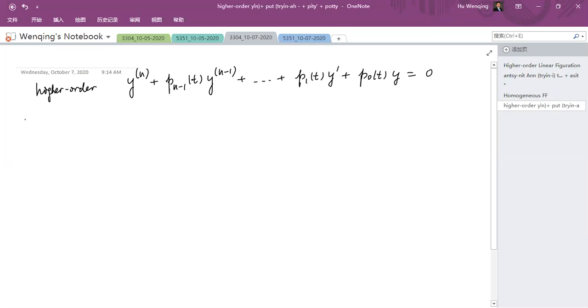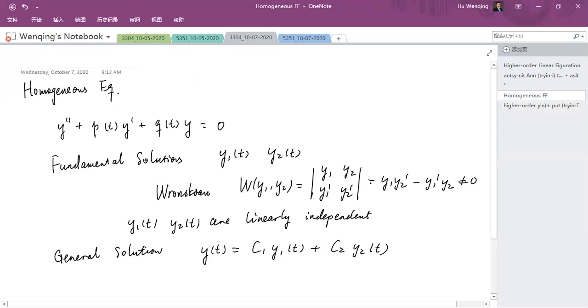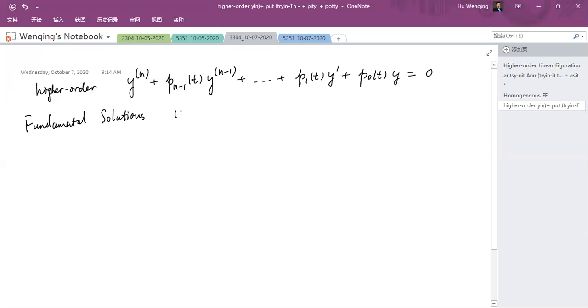Then you're going to create a set of fundamental solutions. But how many fundamental solutions do you need? Well, previously it was 2 because you have a second order equation. So that means you're going to create y1 of t, y2 of t, until you get yn of t. Is that good for everybody?